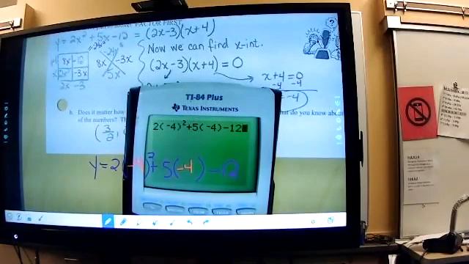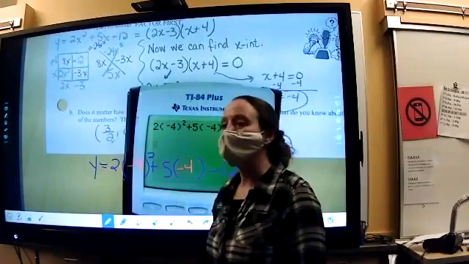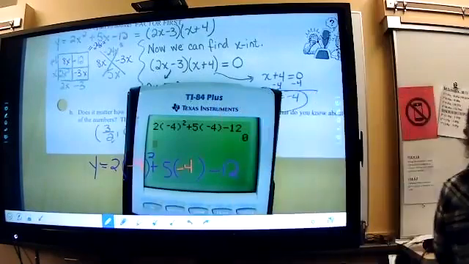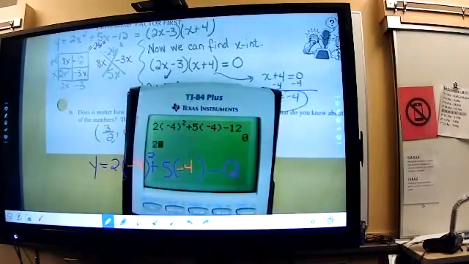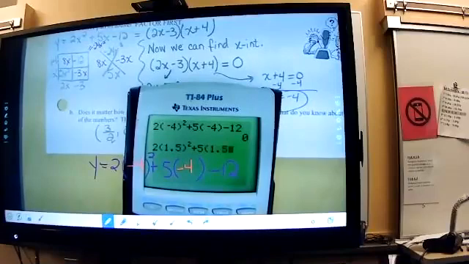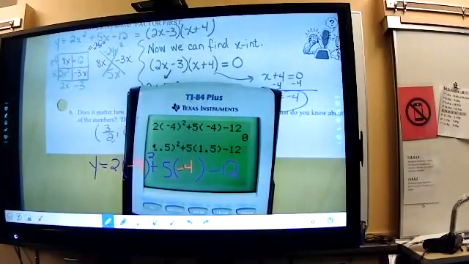What did you get, Leah? 0. Oh my gosh. When you plug in negative 4, y is 0. Now, if we plug in 3 halves or 1.5, okay, 3 halves is just 1.5, see what you get. 2 times 1.5 plus 5 times 1.5 minus 12. Oh my gosh, if we hit enter and it doesn't equal 0, we are in trouble. No, it equals 0. Whew. Thank goodness. That is a good check.